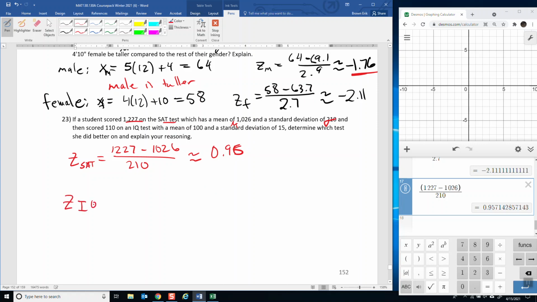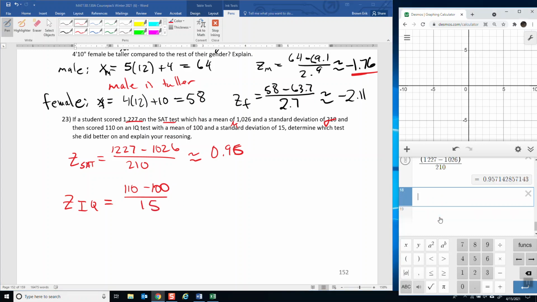All right, how about her IQ test, which I've heard there's a lot of bias in these IQ tests, racial bias and gender bias. All right, so it's 110 minus 100 divided by 15. So let's do that.